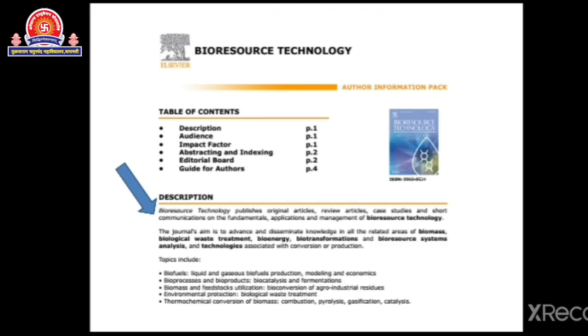You will find a description, and description means this gives you the scope. That means what type of articles are published in this journal, and what subject areas are considered for publication in this particular journal. In this you can see that this journal is related to the publication of data in the areas of biomass, biological waste treatment, bioenergy, biotransformations, bioresource system analysis, and different types of technology. So this is how you come to know the scope of this particular journal. According to your subject area, you can choose the journal. This is just an example of that.